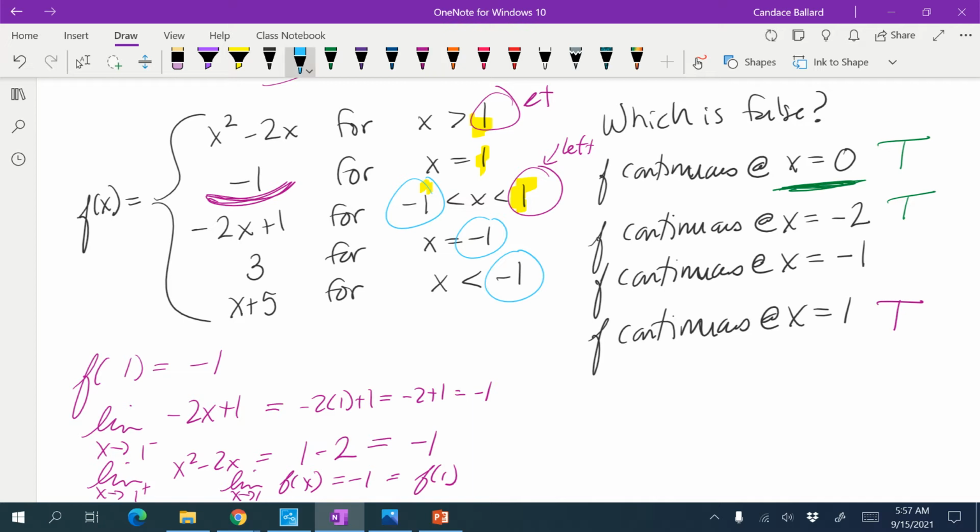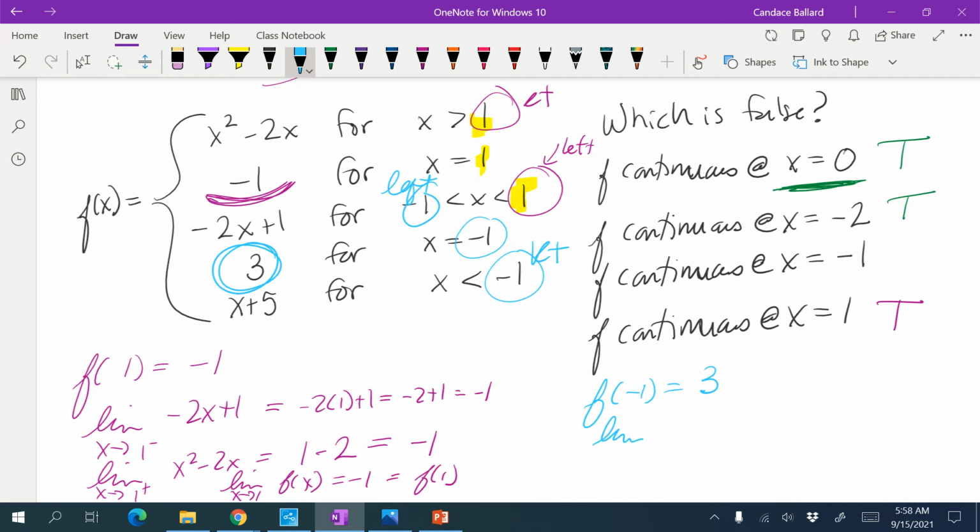So let's look at this other one. I know that my overall value has to be equal to 3. So f of -1 is equal to 3. So I'm going to start examining. This time this would be the left-hand limit. Let me write that again. This is going to be the left, and this one's going to be the right.